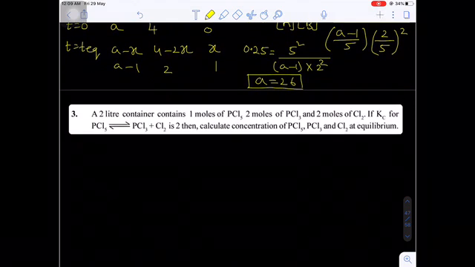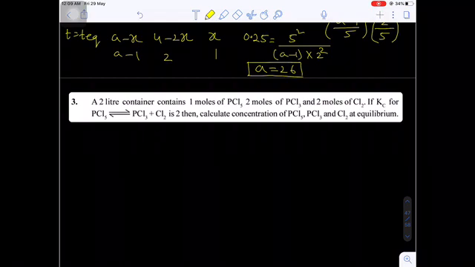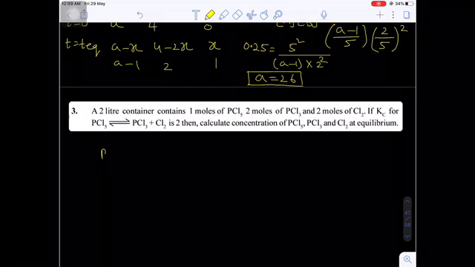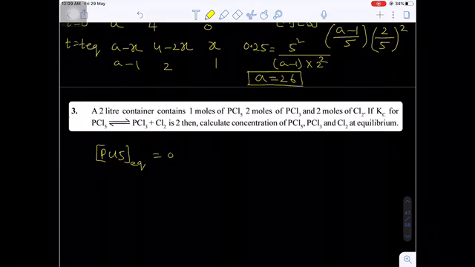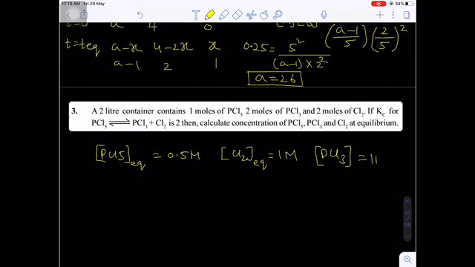Next, here one question is given for you. Try yourself. Okay, I am writing the concentration of PCl5 at equilibrium, that is 0.5 moles per liter. Concentration of Cl2 at equilibrium, that is 1 mole per liter, and concentration of PCl3 that is given, which is equal to 1 mole per liter.